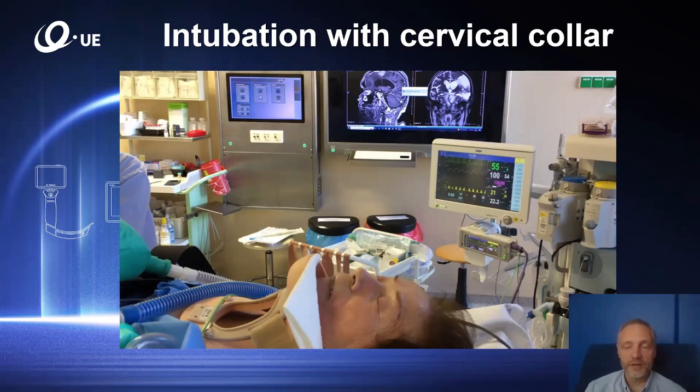As you can see on this video, the intubation was very smooth, fast and atraumatic. And the cervical collar, although it was still in place, did not importantly influence the visualization of the entrance to the larynx with this video laryngoscope.